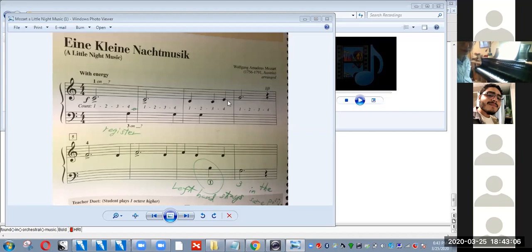It might be E? Yes, got it. And then what is this note? The next one? The first beat in the following measure. Is it G? Yeah, correct. Wonderful. How about this note? It's on the first space. F? Wonderful, great job.